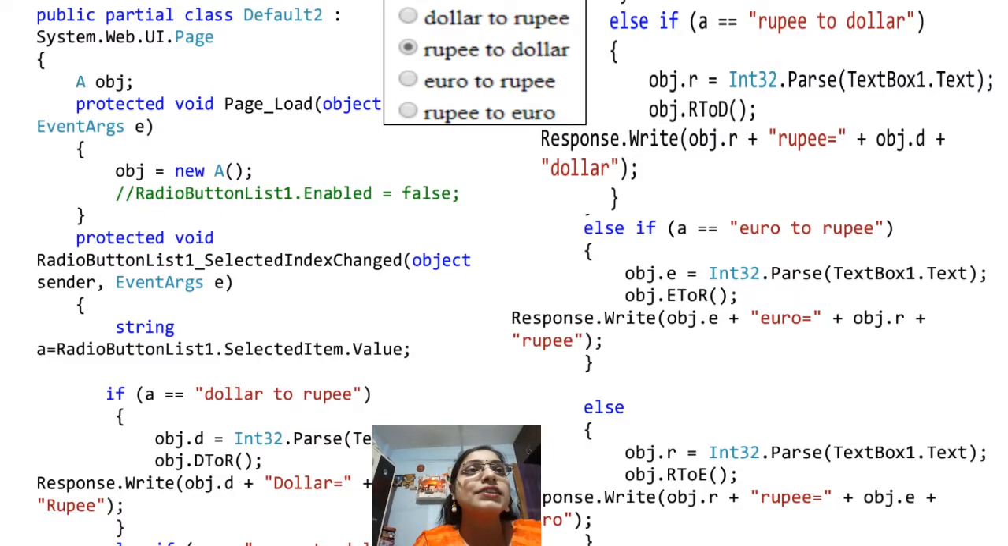And if all these three options are not present, then definitely the last option, rupee to euro, is selected. So rupee to euro logic we will call inside the else part. That is, we will store the value of text box inside r, and then we will call r to e function. So I hope it is very easy.